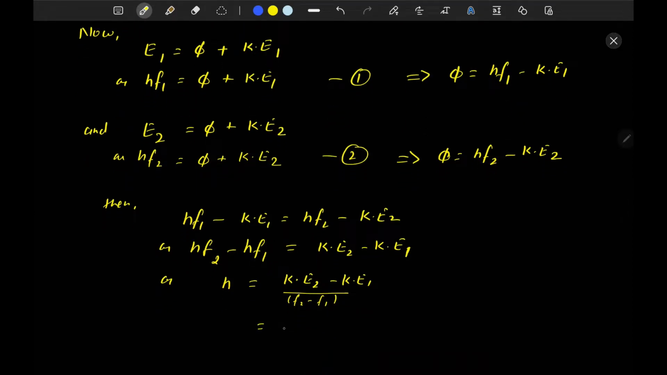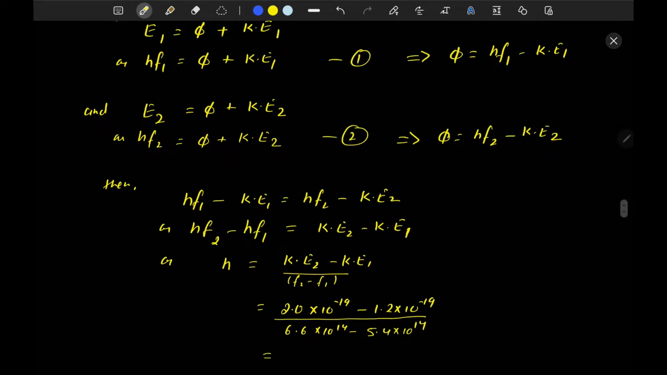Now we will put the values. Kinetic energy 2 is 2.0 × 10^-19. Kinetic energy 1 is 1.2 × 10^-19. And putting the values of frequencies, f2 is 6.6 × 10^14 minus 5.4 × 10^14. So solving this, we get 6.67 × 10^-34 joule second, which is the required answer.